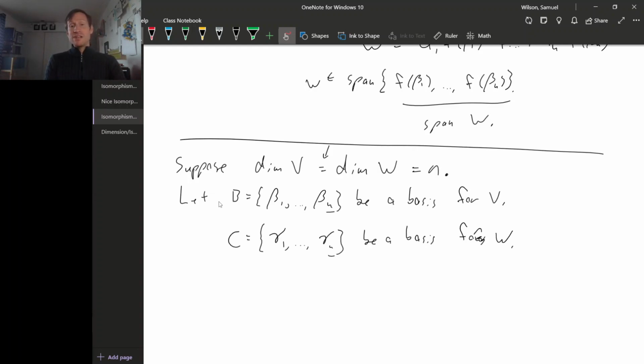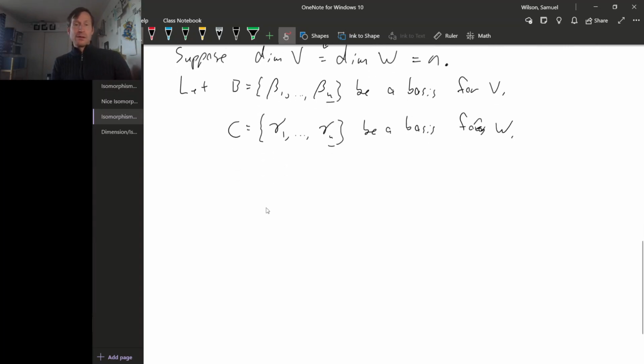All right, so now we need to produce an isomorphism. So let's define a function going from V to W as follows.